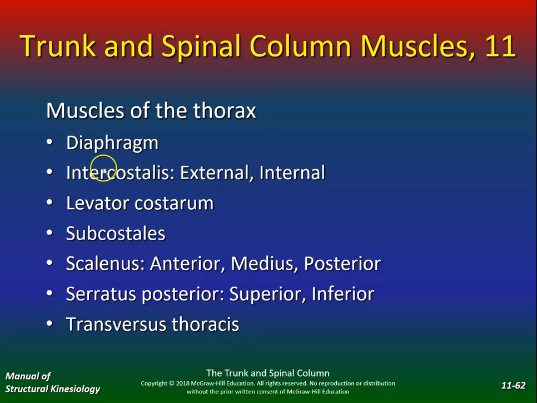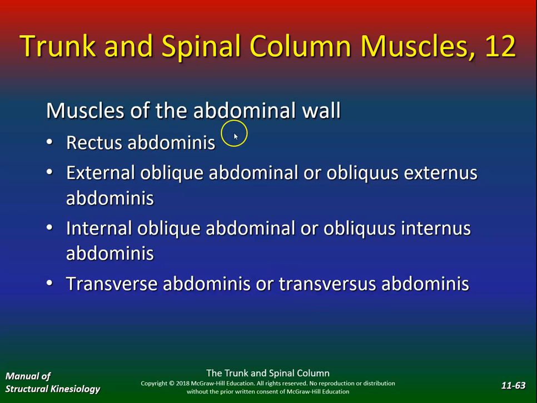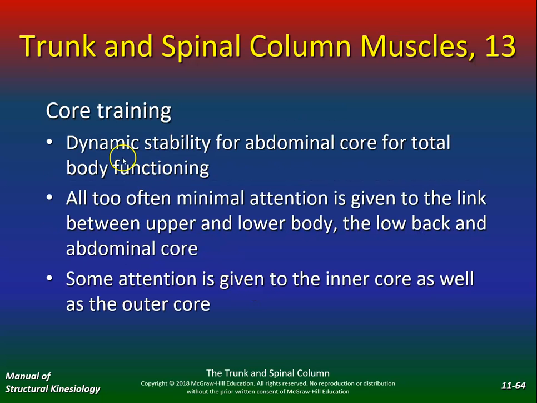Now, muscles of the diaphragm and thorax, the number one is the diaphragm. You have the intercostals, external and internal, levator, subcostal, scalene, serratus posterior, and transverse thoracic. I'm going to show you pictures of all these. For the abdominal muscles, again, the rectus, external oblique, internal oblique, and transverse abdominis. Core training is basically dynamic stability for the abdominal core for total body function. All too often, minimal attention is given to the link between the upper and lower body, the low back, and the abdominal core. So some attention is given to the inner core as well as the outer core. So you want to do a total body workout, and I'm going to show you some good ab exercises and back exercises as well.